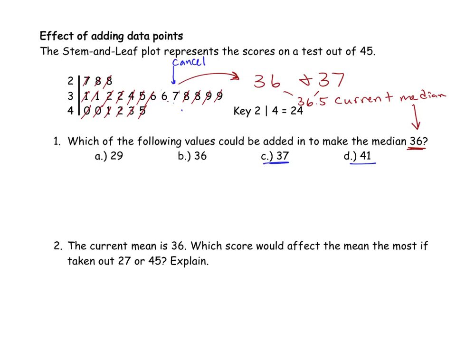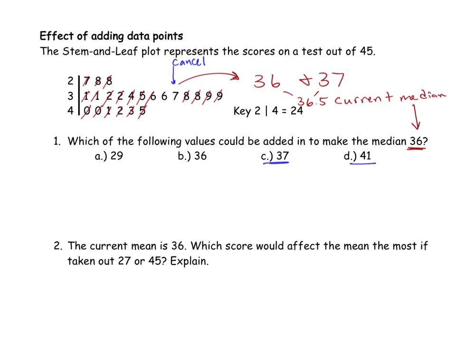If we did, let's say 41 is our new number that we add in. If I added in another 41, that one would cross off, and again, that would cancel out that 36, and our 37 would become the new median. So we don't want to add in a new value that is higher than the current median. We want to add in a value that is lower than the current median.